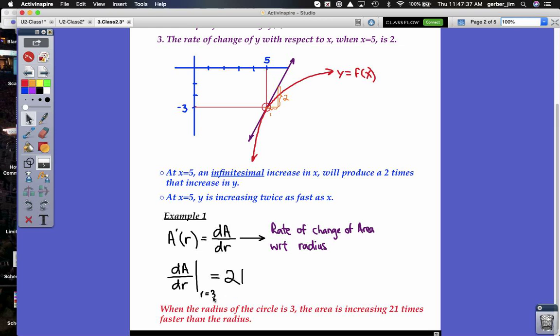Okay? A very small increase in radius, when the radius starts at 3, will produce 21 times that change in the area. Does that make some sense? Let's go on and look at another example.